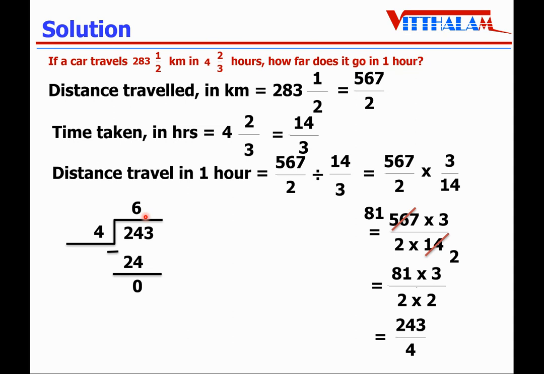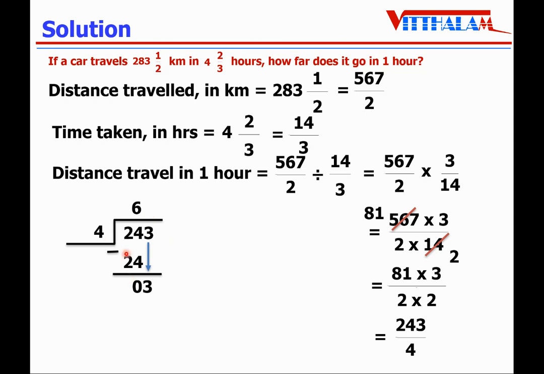So 6 4s are 24, difference between 24 minus 24 is 0. So bring this 3 downwards, so 03. Now 03 is lesser than 4. Can I say 3 is a remainder? Yeah, 3 is a remainder, no doubt. But what is the quotient? Can I say 6 as the quotient? No, we can't say. Then one more step we have to follow.